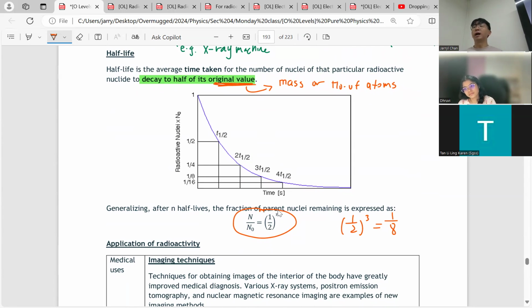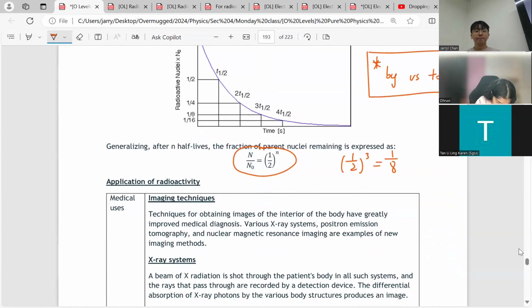Okay, the biggest trick to half-life is the word "by" versus "to". Just be very aware of questions that will use this. The question will tell you, hey, it decays to this value, or it decays by this value. Just be very aware of the difference. You will have a chance to try this.